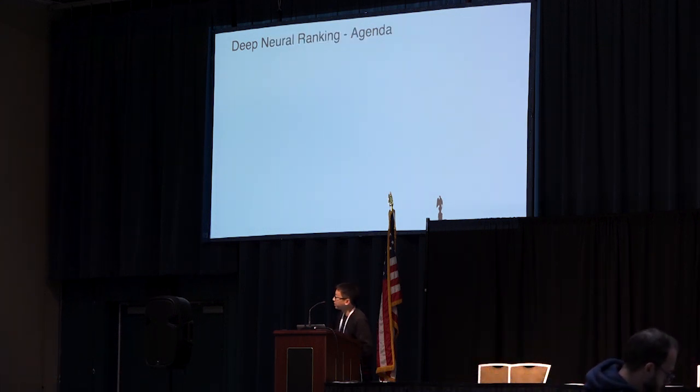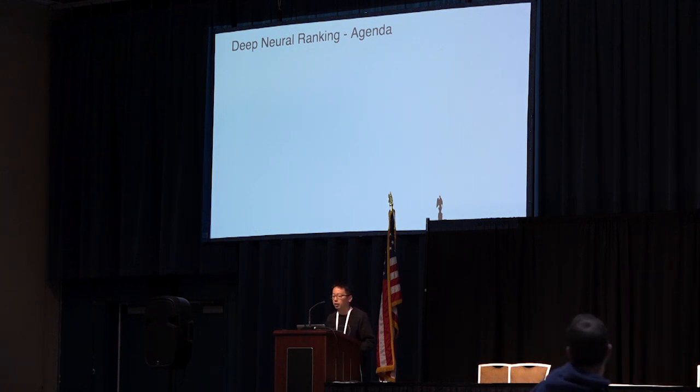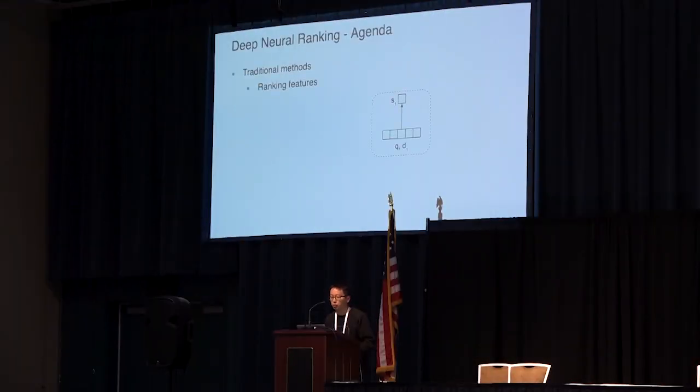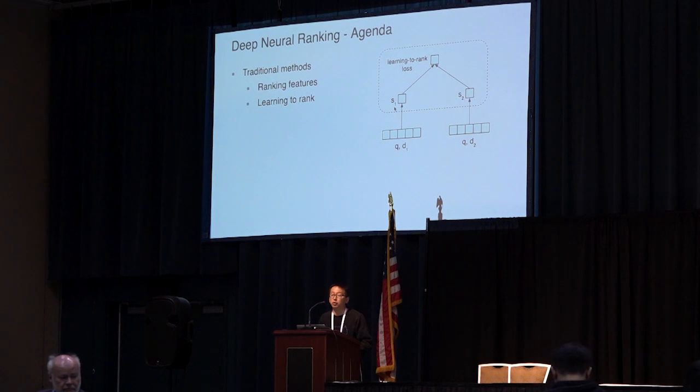Firstly, I will go through the agenda. The first thing is about the traditional models. It mainly has two parts. The first part is about the ranking features. For example, here we can extract a lot of features from the query document pair and then compute the score as one for the document. And then followed by the learning to rank module.